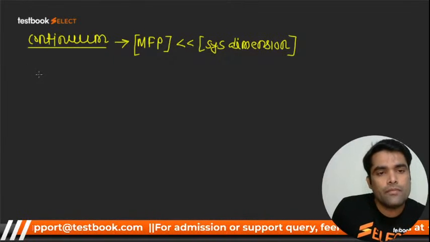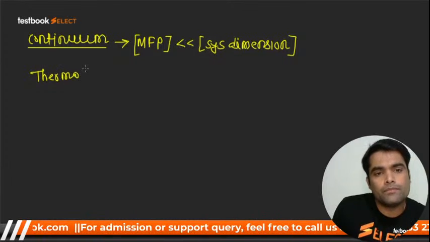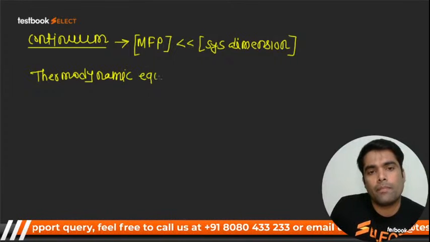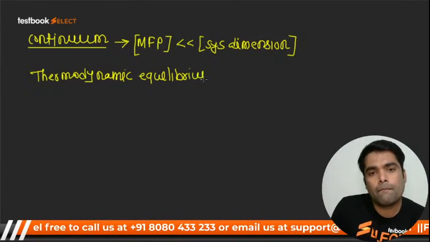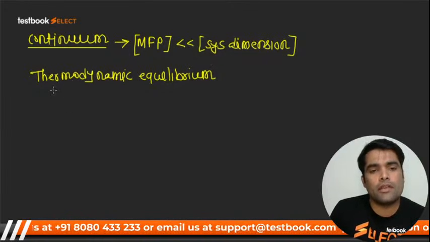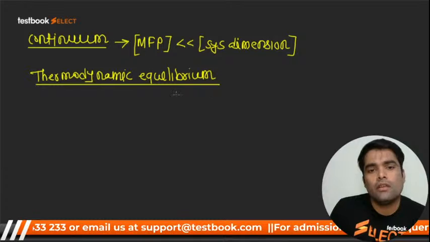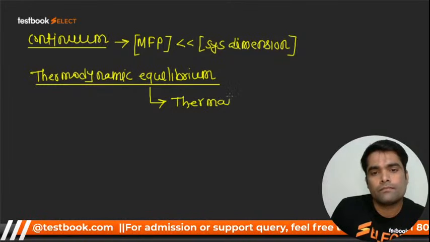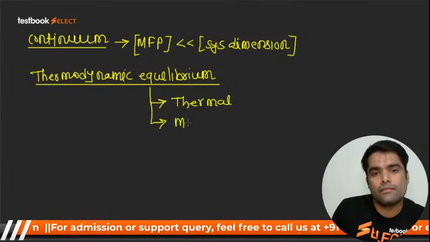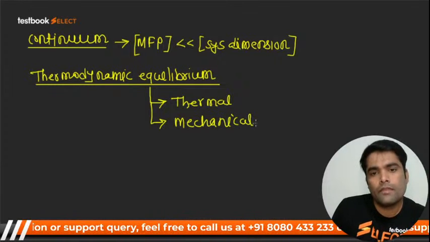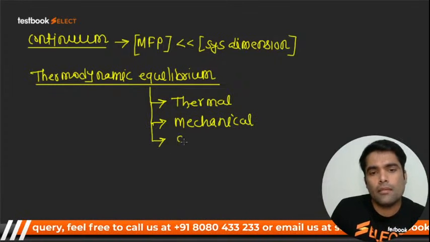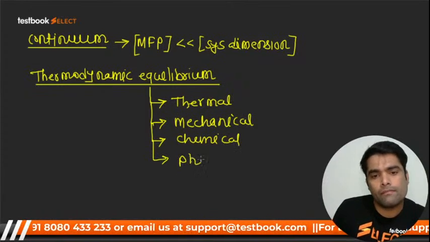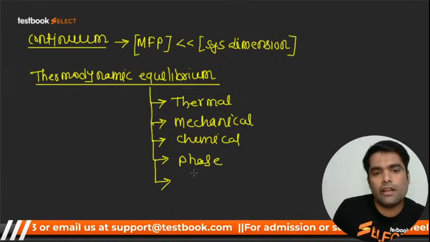Then we have seen thermodynamic equilibrium. In that, my dear, we have seen five types. The first one is thermal, second mechanical, third chemical, fourth phase, fifth electrostatic.